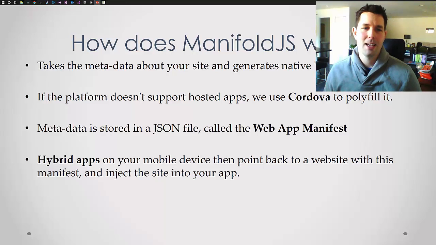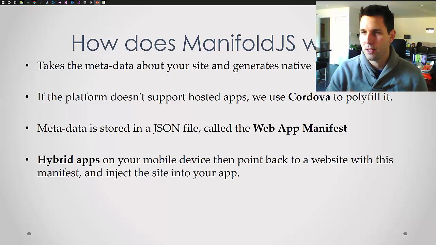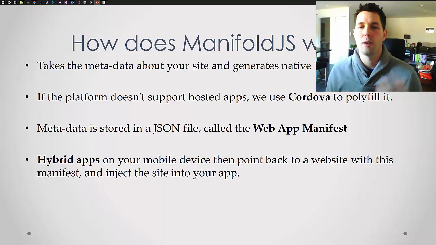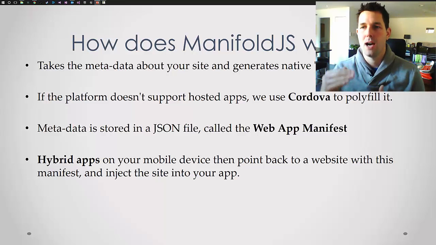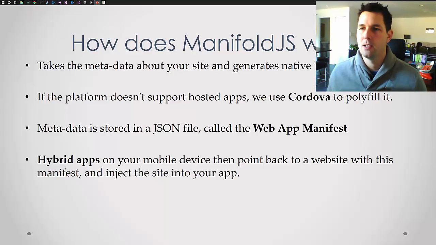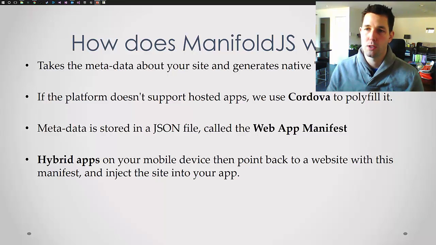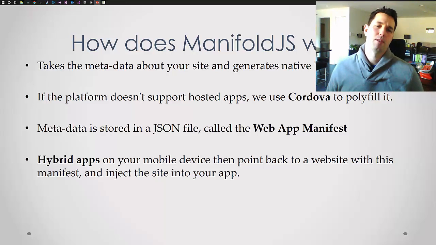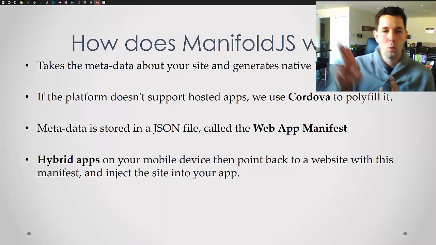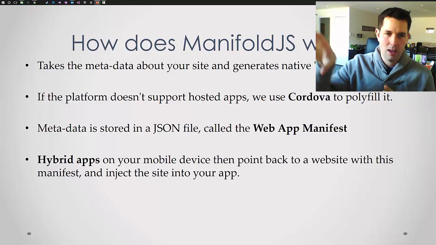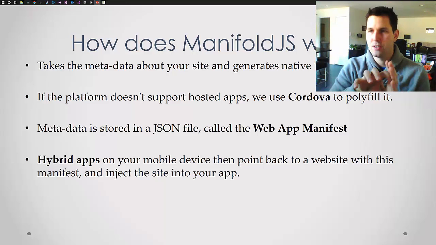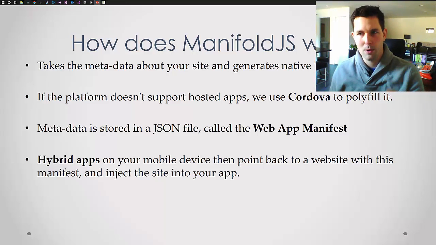So metadata is stored as a JSON file, and I'll show you exactly what that looks like in a following slide. And this is called a web app manifest. So it's simply a JSON document that describes what your application should look like and where the mobile application can find different parts of it, such as the icons or properties you want to support, such as landscape or widescreen layouts. So the hybrid app is on your mobile device and then points back to a website with this manifest. It then takes that website and injects it into your application. So people will load up your app.